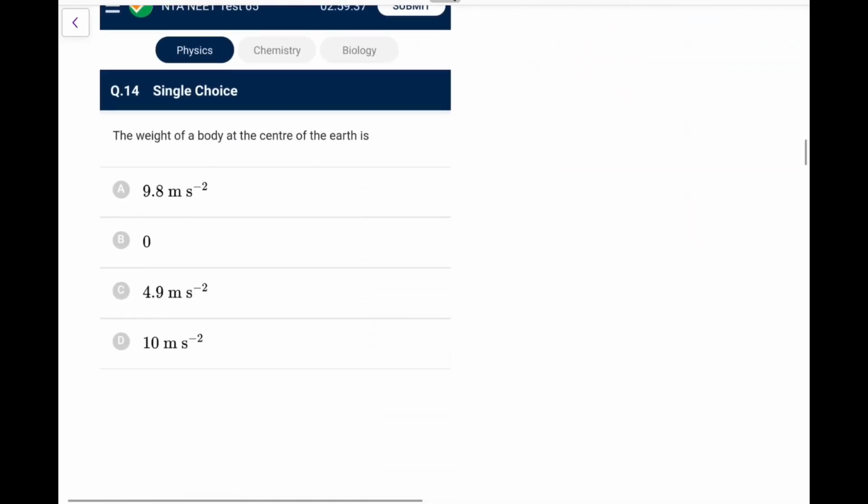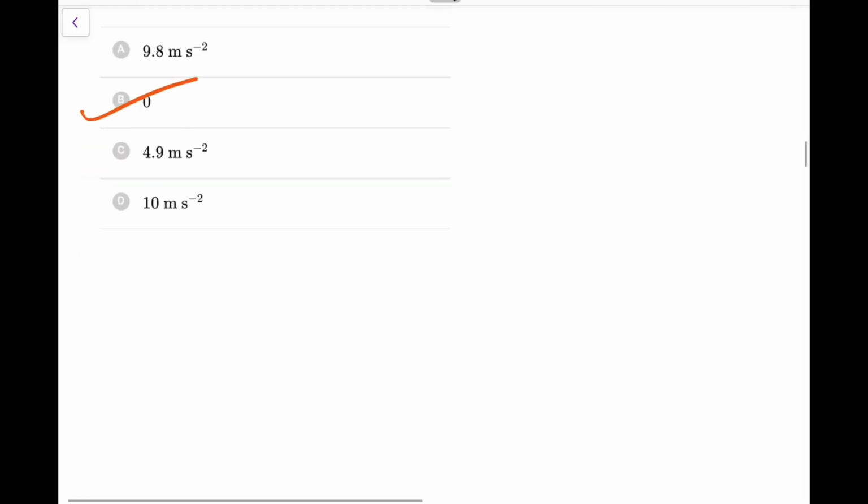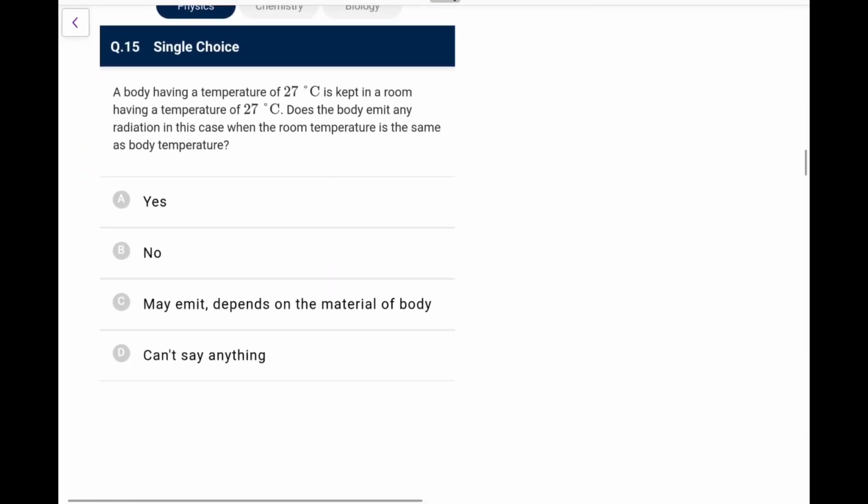Next one, the weight of the body at the center of the earth, you know that is 0, because at the center of the earth the gravitational field is 0, or the acceleration due to gravity is 0. So B option will be the answer. A body having a temperature of 27 degrees Celsius is kept in a room having a temperature of 27. Okay, so both are at the same temperature.